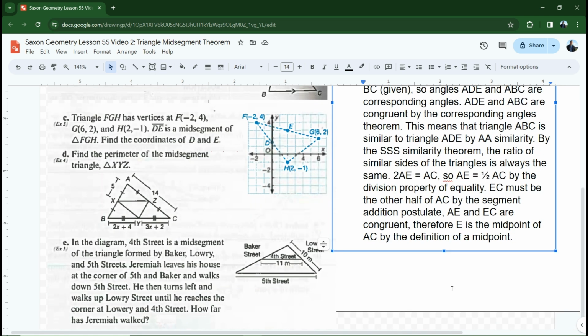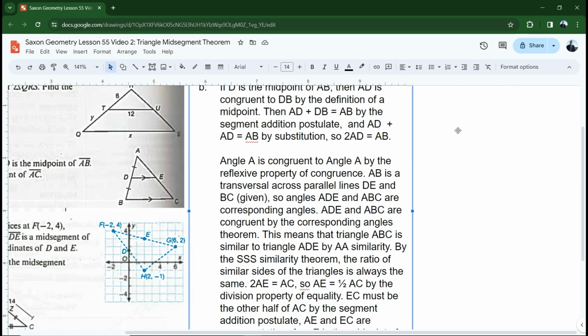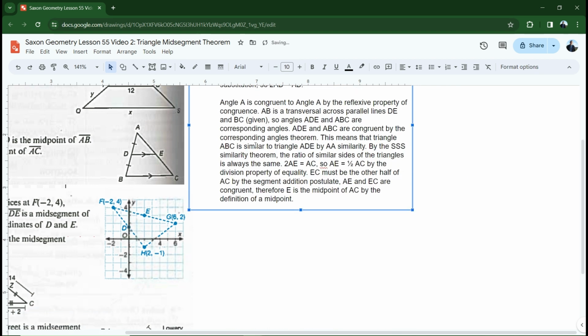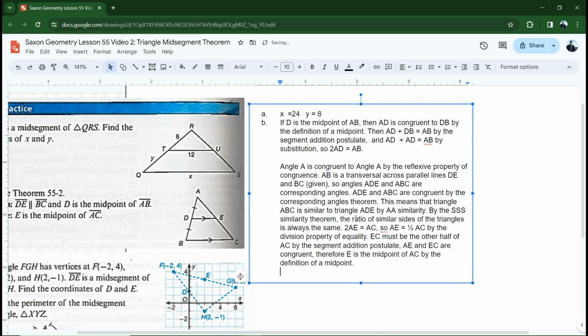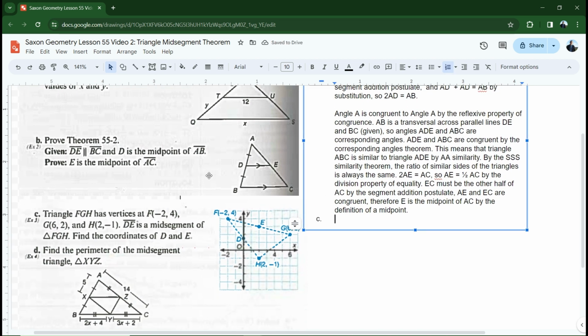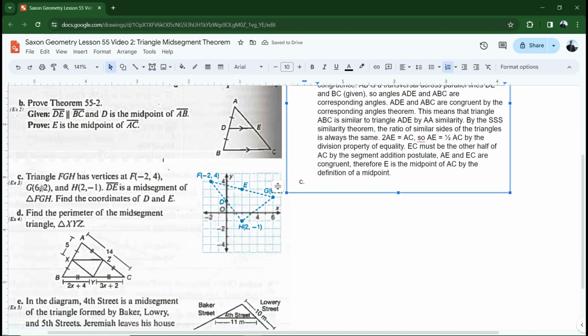All right, let's continue onward to letter C. I'm going to shrink this down. We're going to just shrink our font size here so that we have some room for our other problems. Letter C, triangle FGH has vertices at F(-2, 4), G(6, 2), and H(2, -1). DE is a midsegment of FGH. Find the coordinates of D and E.